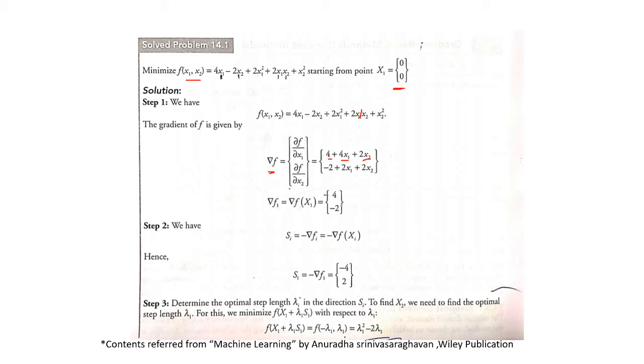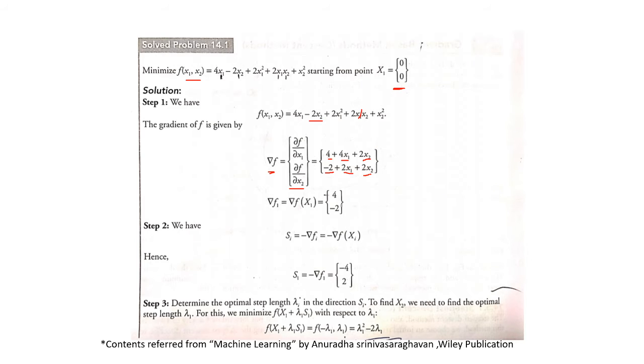Again, for the second function we are trying to differentiate, dou f with respect to dou x2. Now when you are doing it, this is the constant value which will be neglected. So here we will get minus 2 if you differentiate minus 2x2, and here again this is a constant value. So here we will get 2x1, and from x2 square we will get 2x2.